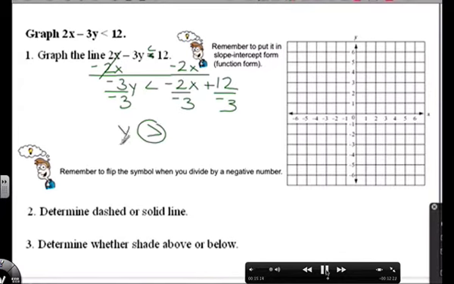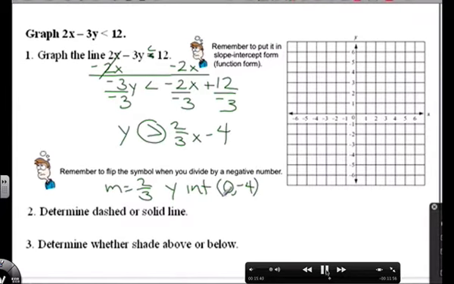So this leaves me with y. This becomes a positive 2 over 3x, and this is a negative 4. That's the hard part. Now, we pick out the slope, which is 2/3. The y-intercept is -4. So I plot my points, starting with my y-intercept at -4. I use my slope to plot more points, up 2, right 3, up 2, right 3.